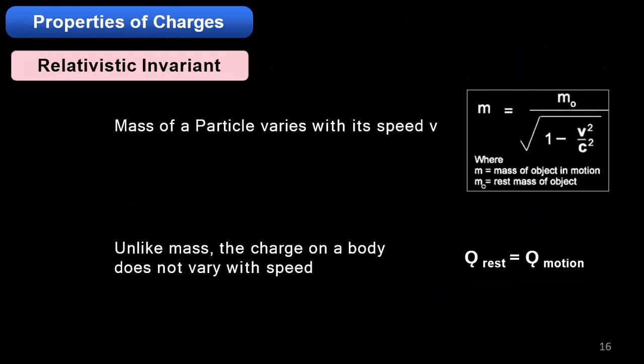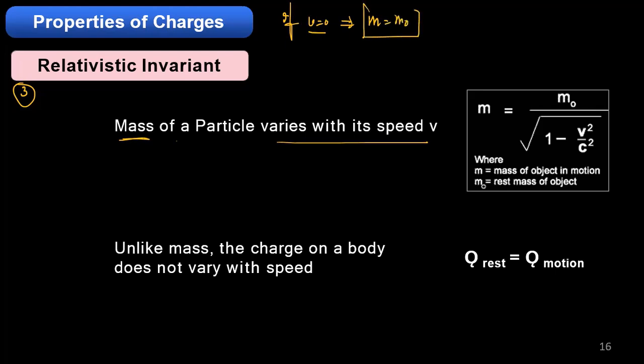Now the third is called the relativistic invariant. What is that? If I consider the mass of a particle, the mass of a particle varies with speed. So m is given by the expression m naught divided by the square root of 1 minus v square by c square. What is v? v is the velocity with which the particle is moving, and c is the speed of light. If v is 0, then m is nothing but m naught. That m naught is called the rest mass.